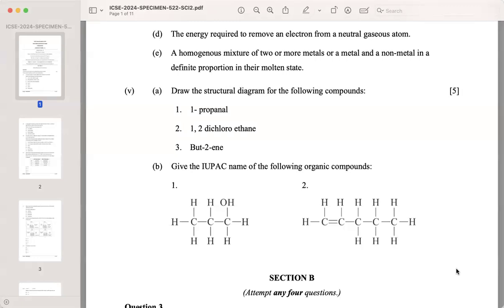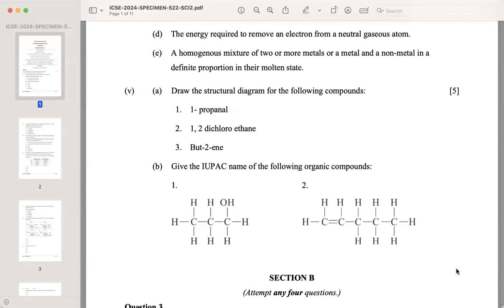Part B, give the IUPAC name of the following compounds. In part B, your first functional group is OH. It is carbon number 1. So the answer will be 1-propanol. Part 2, you can see that there is a double bond and you are having 5 carbon atoms. So it will be pentene.